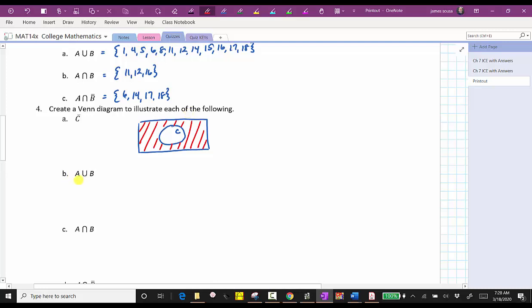For B we have A union B, which also means A or B. So we first create the universal set, and then we create set A and B. We do want them to overlap, so we'll call this set A, we'll call this set B, and again we're trying to shade the union of A and B, or all the elements that are in A or in B, which should be, here are the elements only in A, here are the elements in A and B, and here are the elements only in B. So all these elements in the shaded region are in A or B.